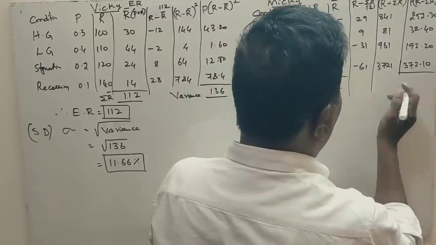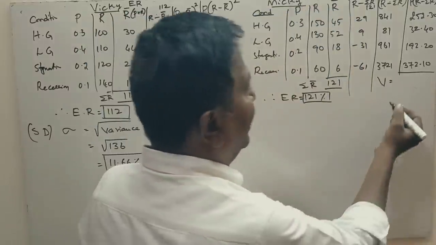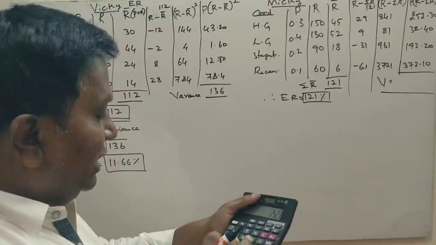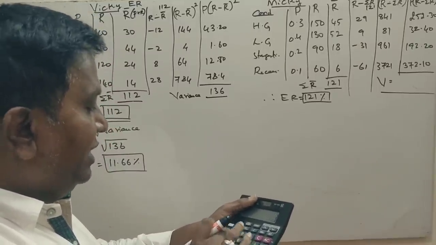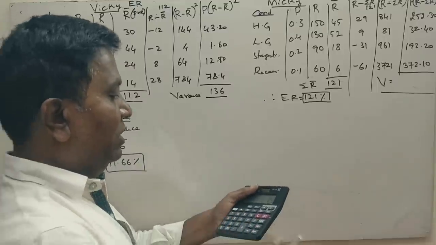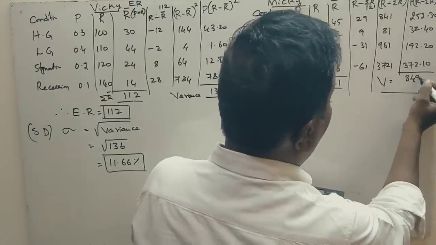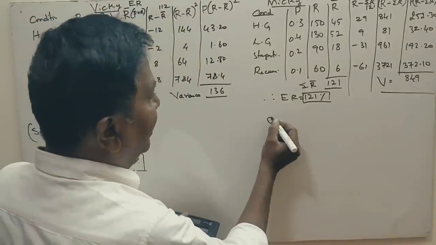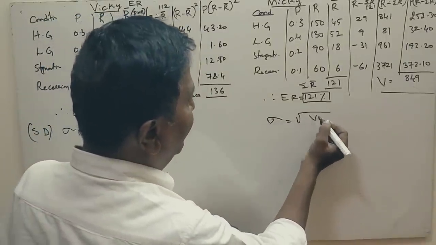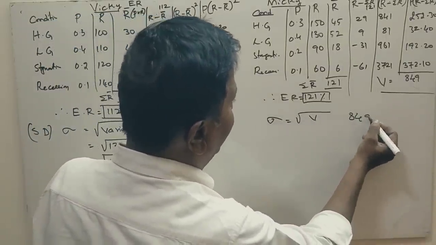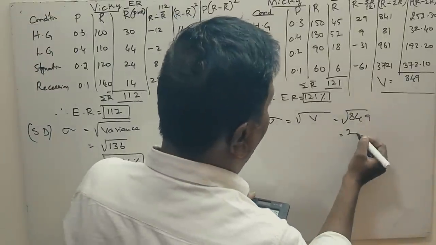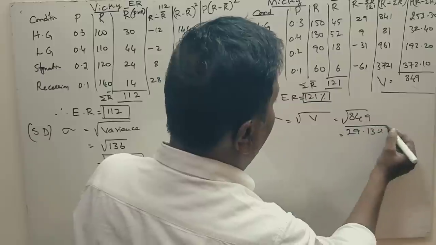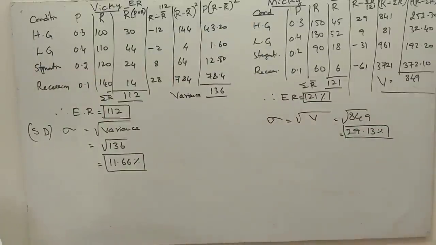Now we have to check with the variance. This is what we get as the variance. Check the totals: 32.4, 192.2, 372.1, you get 849. Now standard deviation is equal to root of variance. So root of 849, how much do you get? It is 29.13%.